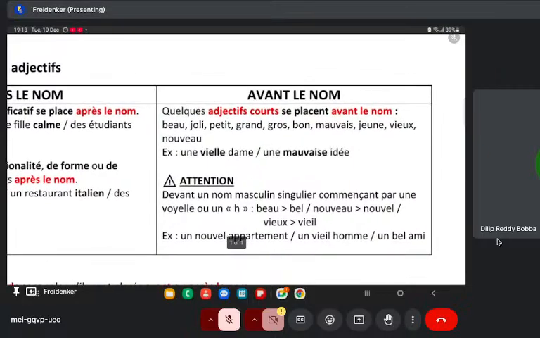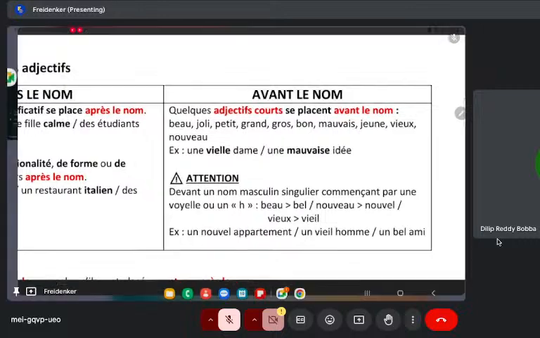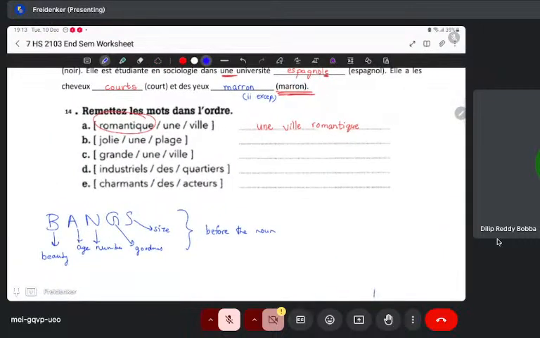Before the noun you have small words. Beau is beautiful, jolie is pretty, so we're talking about beauty. Petit is small, so petit comes under size. Grand is tall, it also comes under size. Gros is also fat, so size. Bon is good, mauvais is bad, so goodness. Jeune is young, so we're talking about age. Vieille is old, nouveau is new. Whatever I told here covers most of the adjectives that come before the noun.